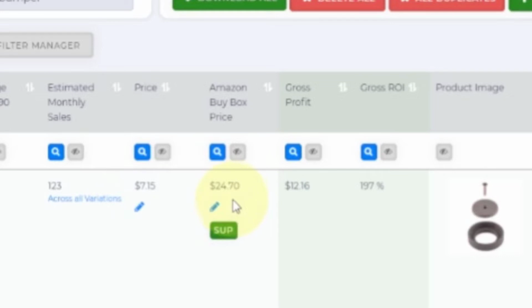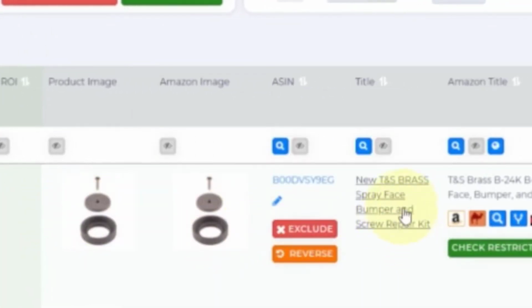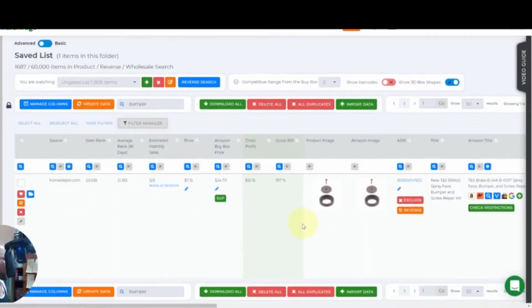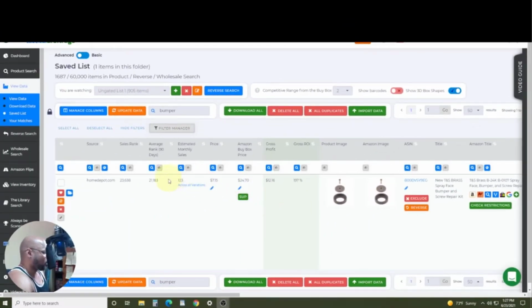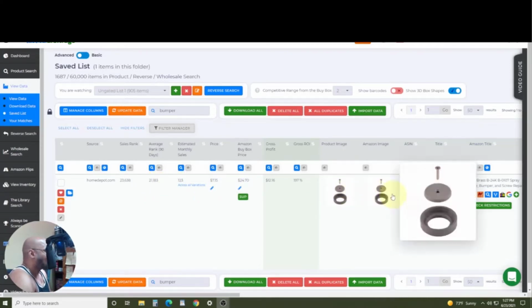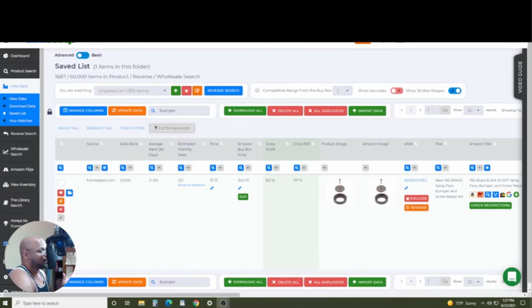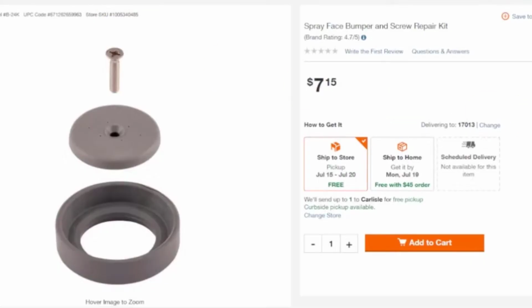As one of my good friends, Tiago, who's a seller, says, Amazon is sort of like the stock market, so prices are constantly changing. We're going to see if it's still buy boxing around this price. It's a bumper and screw repair kit, and the estimated monthly sales at that time was 123. The rank was 21,183. So that's how I found the product. That's important because you have to be able to source. And you can actually see the product right here.